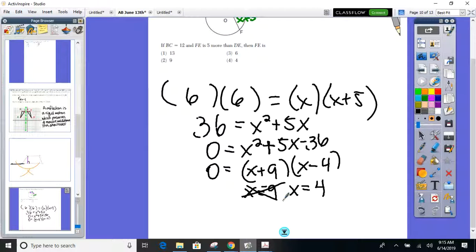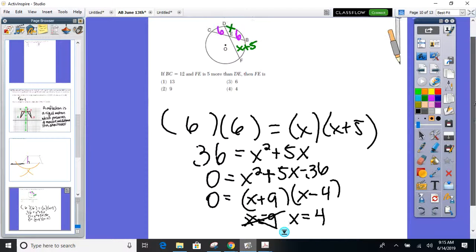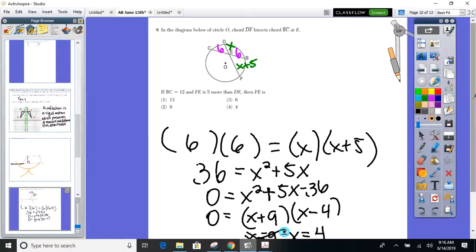So I get x equal 4, and everyone's like, whoop, whoop, choice 4, choice 4. But I didn't read the problem. There goes your 100 to a 98. Congratulations. Did not read the problem. One job, finding FE. So what am I looking at? 9, yep.